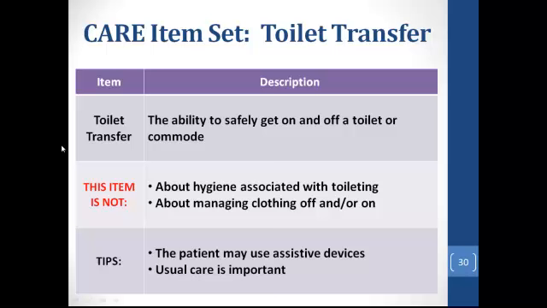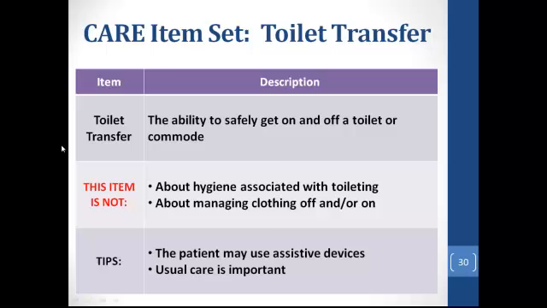It is defined as the ability to safely get on and off a toilet or commode. Note that this item is not about hygiene associated with toileting, nor is this item about managing clothing off or on. Only the transfer on and off the toilet should be considered. Depending on the patient and the circumstances, a patient may have different performance getting on the toilet versus getting off of it. So again, it's important to consider usual performance.